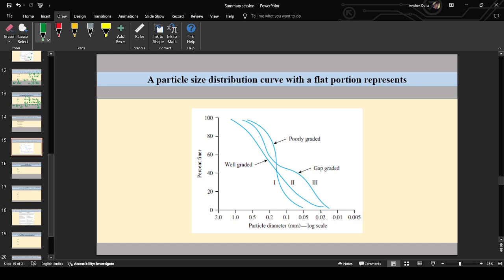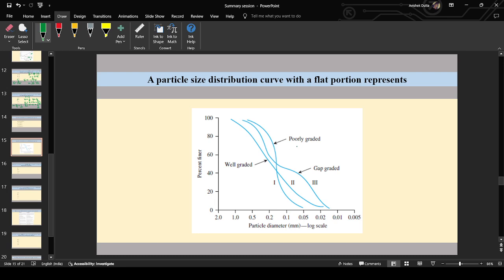If you see here, from 0.02 mm up to approximately 1 mm, all the particle sizes from 0.02 to 1 mm are present. If we just draw a line from 0.1, suppose, and go here, we will find out the percentage finer, that is the percentage of soil particles finer than that size.